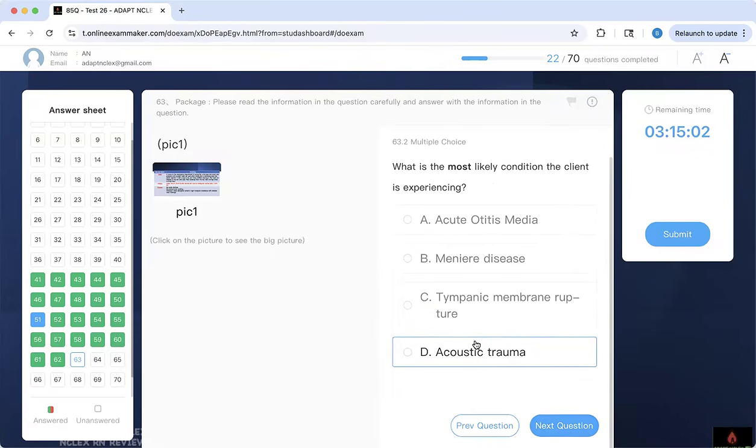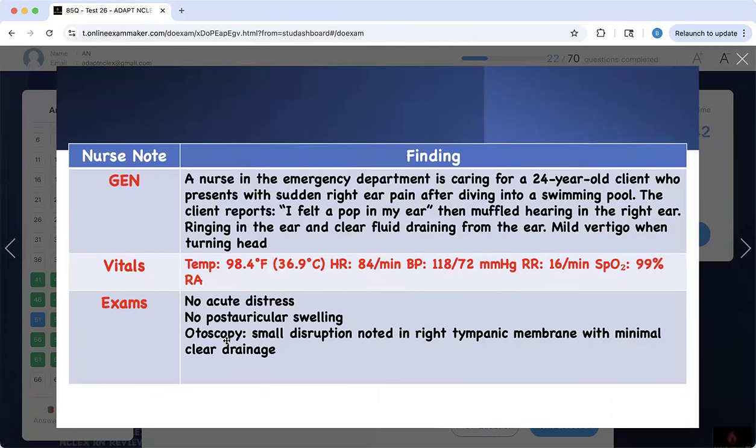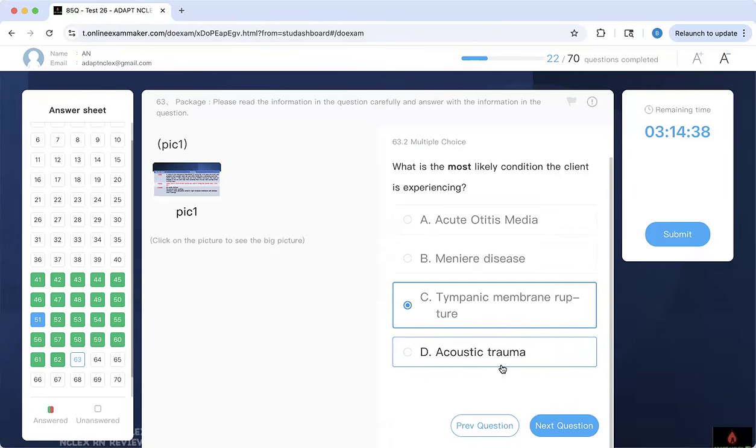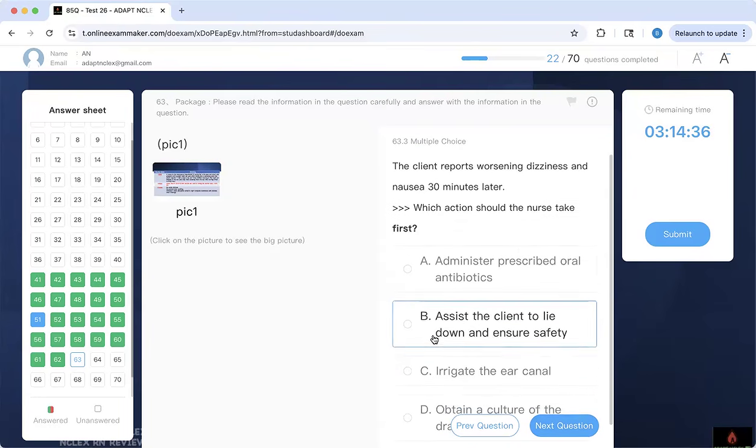What is the most likely condition the client is experiencing? Is it acute otitis media, Meniere's disease, tympanic membrane rupture, acoustic trauma? This showed up recently. Acute otitis media is infection. Meniere's disease, I'll talk more about vertigo. This is tympanic membrane. If you look at the hearing exams, disruption of the right tympanic membrane. It's not acoustic trauma. It's not due to sound.